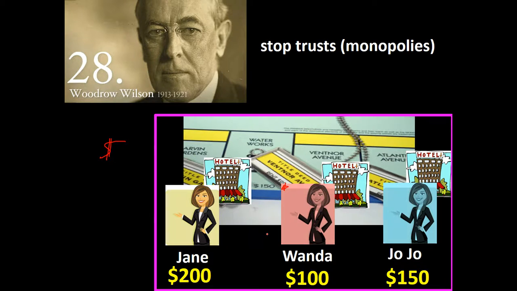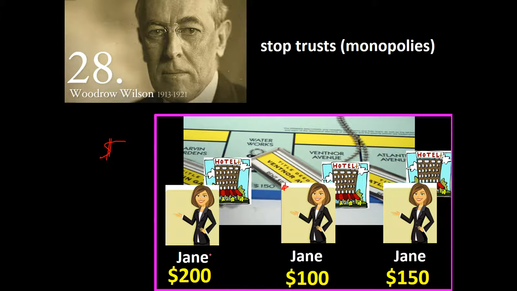Well, what happens if there's a monopoly? What is a monopoly? A monopoly is where one person owns all of the goods or services. And when they own everything, all the competition is taken out, like right here before. The reason why Wanda's charging less is because she needs to convince you to come to her place. She's competing against Jane and JoJo, and the best way to get you into her hotel is to lower the price. And that competition between these has driven the price down.